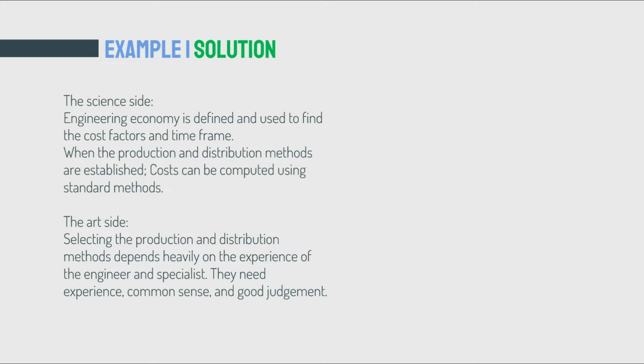Now for the art side, the selection of the production and distribution methods depends heavily on the experience of the engineer and the specialist. They need experience, common sense, and good judgment to be able to solve the art side of the problem for this product. Like, by the science side, I know how to calculate the cost. I know what methods I need to follow to be able to deliver the product in the industry or in the manufacturing facility.